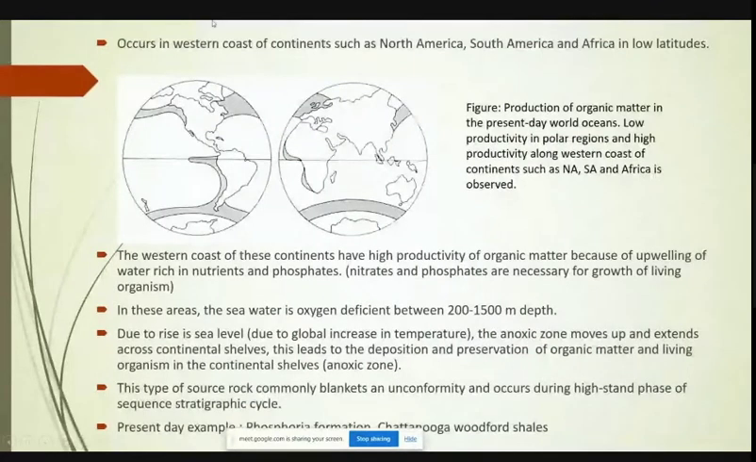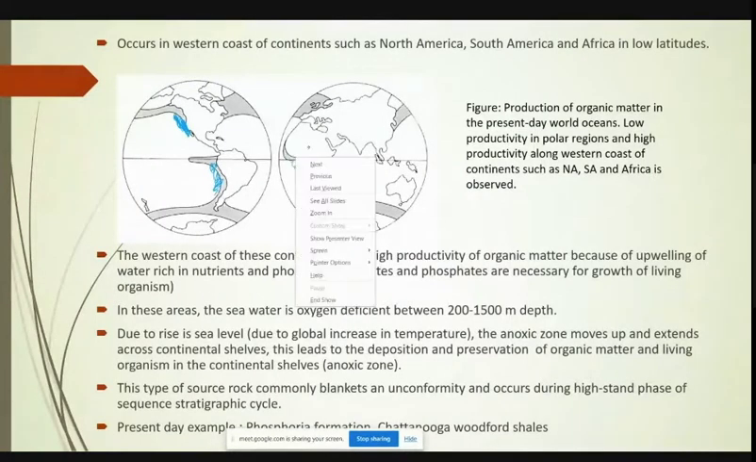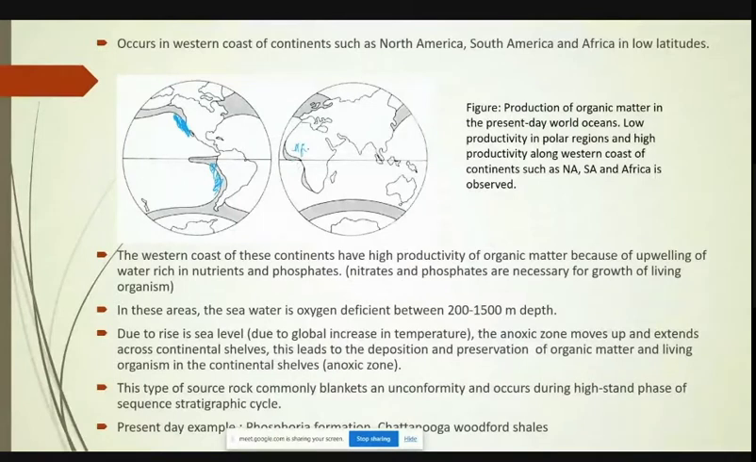So this is the theory part of that. You can take a screenshot of this, or you can write. This phenomenon mostly occurs in the western coast of continents such as North America, South America, and Africa, as we discussed in the previous class. This is the western part. Nutrient rich upwelling will occur in the western part, in this part, and in the Africa part. This is Africa. In the western part of Africa, in the shelf regions. Okay, so in these regions, nutrient rich upwelling takes place.